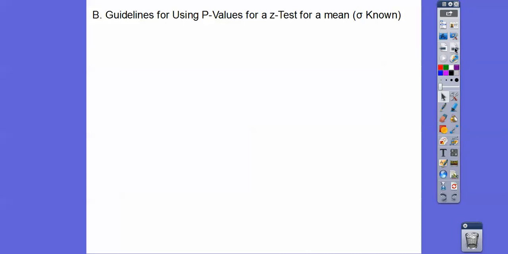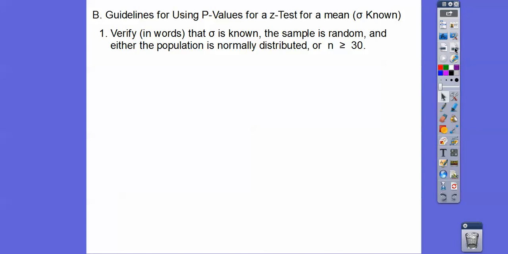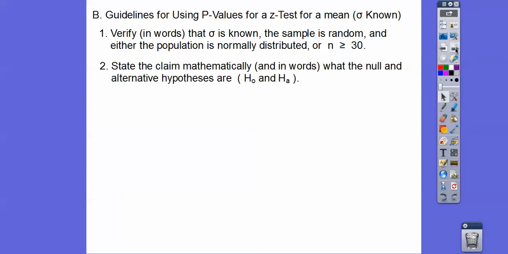Okay, so guidelines for using p-values for a z-test for a mean, again, when the standard deviation is known. Verifying words always say that they give you the population standard deviation. In the next lesson, we won't know that, so they'll give us the sample standard deviation. So always verify that you recognize that, and that the sample is random, and either the population is normally distributed or state that the sample size is greater than or equal to 30.